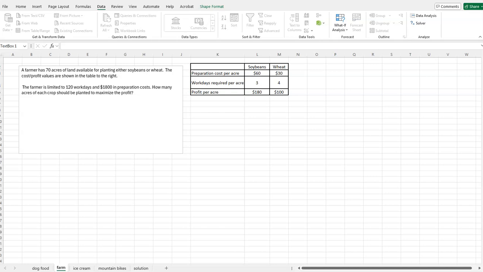The farmer has a limitation, limited to 120 work days and $1,800 in preparation costs. So how many acres of each crop should be planted to maximize the profit?